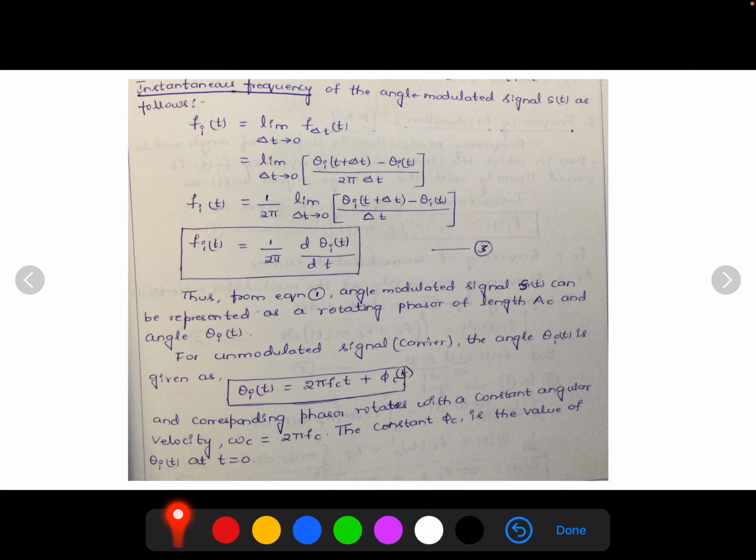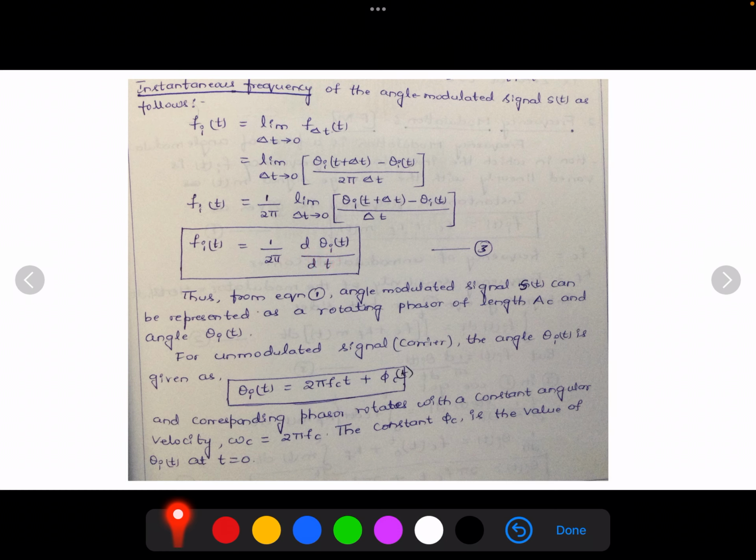Now we need to understand other basic definitions which we will be using. The first one is the instantaneous frequency. The instantaneous frequency of the modulated signal s(t) is represented as fi(t). It is equal to the limit of fΔt(t), the frequency equation we have just seen, as Δt tends to 0. So fi(t) is given by 1 over 2π times the differentiation of θi(t) with respect to t.